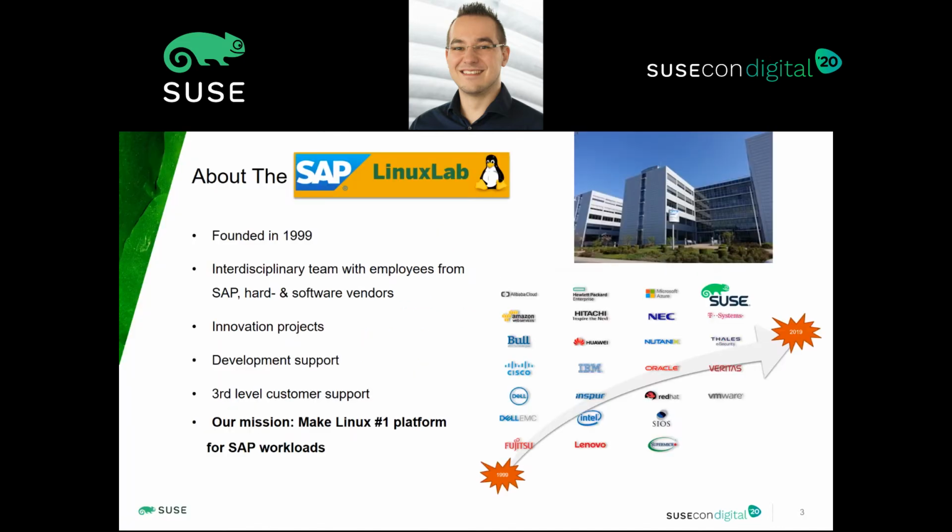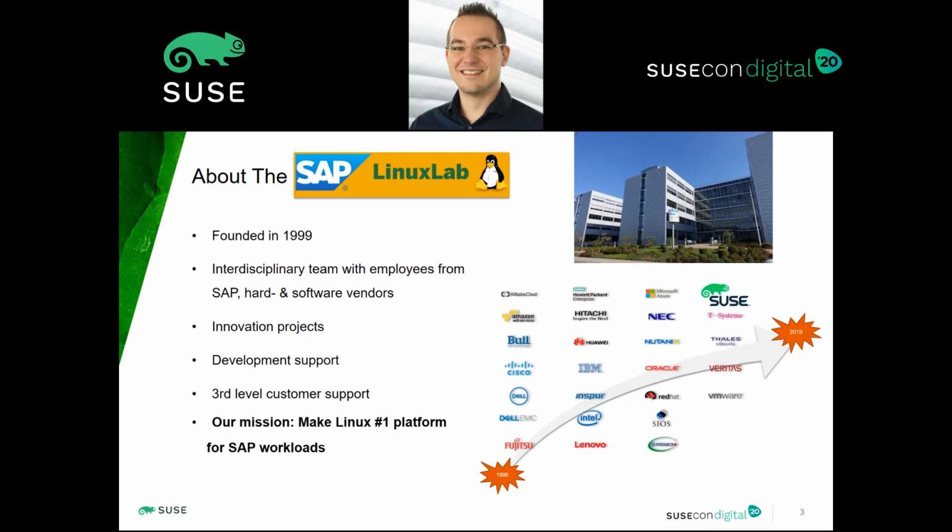So let's start talking about the SAP Linux Lab. It is located in St. Leon-Rot, close to SAP headquarters in Walldorf, and was founded in 1999. So it had its 20th anniversary last year. Since SUSE was one of the founding members, it was a big event for us. But most of you will now ask, but what is the SAP Linux Lab? Well, it is an interdisciplinary team with employees from SAP, hardware and software vendors. And today there are around 30 partners. And our mission is to make Linux the number one platform for SAP workloads.